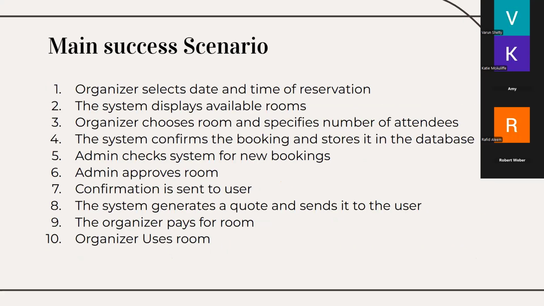In this best case scenario, the organizer selects a date and time for reservation and chooses a room from the list of available rooms and specifies the number of attendees. From there, the admin takes over. After the booking is logged in the system, the admin periodically checks the system and approves the room. The system confirms this to the user and calculates a fee quote. The organizer then pays the fees and is free to use the room. However, there are some exceptions to this best case scenario.